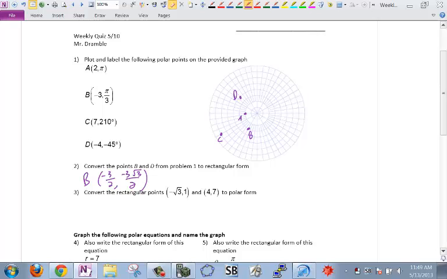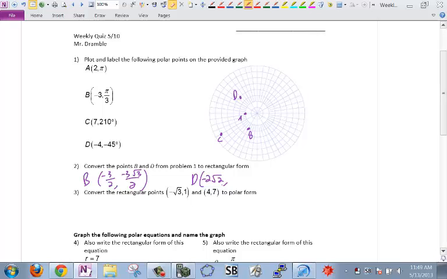So there's point B. Agreed? I think it's like negative 1.5 comma negative 2.59. Right. And then point D, the cosine of negative 45 degrees is radical 2 over 2. So you're going to have negative 4 times radical 2 over 2. So that is negative 2 radical 2.